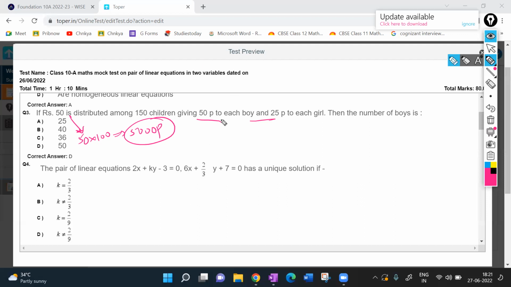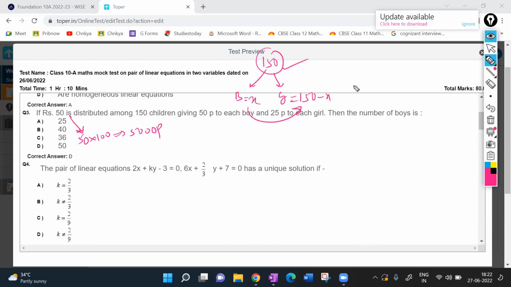And 5,000 paisa I got. Correct. So among 150 children, 50 paisa is given to each boy and 25 paisa to each girl. The total count is 150, but I do not know the number of boys and girls. So I take it by the hit and trial method. If the number of boys is x, girls would be 150 minus x, because if I add boys plus girls, I should get 150.